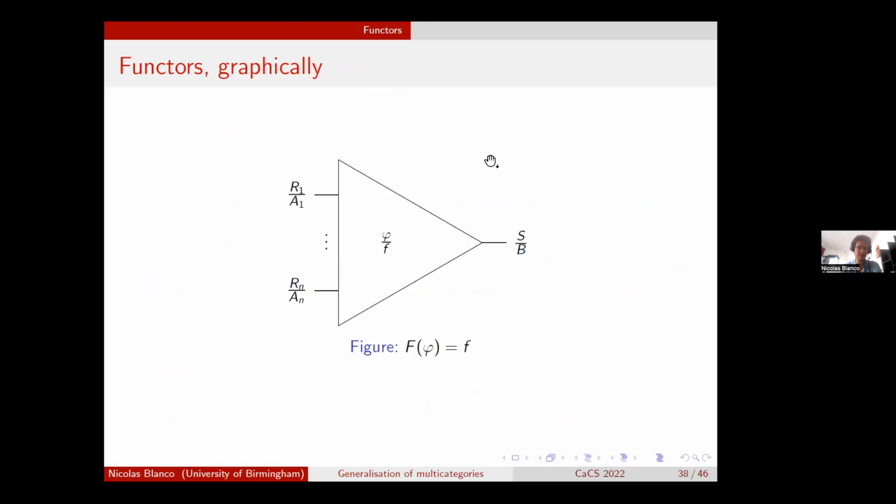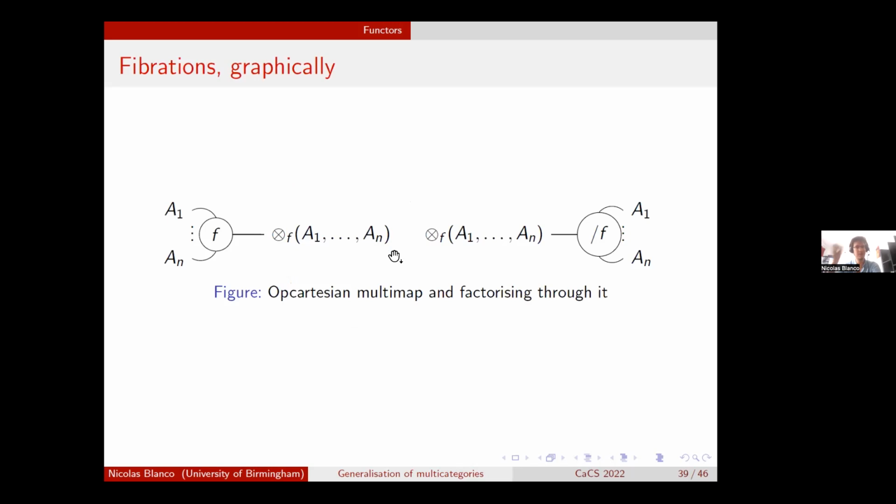And so we can define functors graphically, basically by writing the thing on top, which is the thing in the domain, and this is in the codomain. And we will define our Cartesian multimap also with a white dot, but we will say it's Cartesian above which thing. So we'll parameterize also the white dot, saying we have this map that goes from A1 to AN into tensor F of A1 to AN. And we will also parameterize the factorization, like the black dot from earlier.